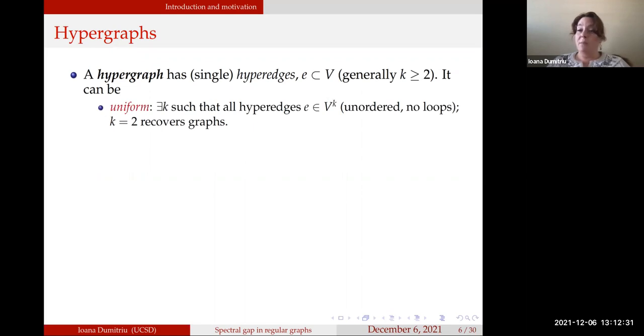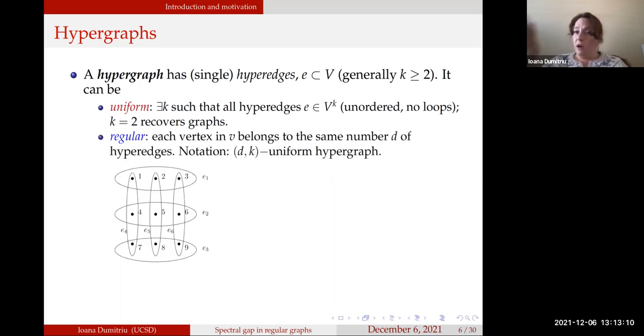And just like before, they can be, and this is actually a new concept, they can be uniform, meaning that each edge has the same number of vertices. So from this point of view, if you take k to be 2, so the number of vertices in an edge to be 2, then you recover graphs. If you take k to be 3, then you're going to have a hypergraph in which each edge or hyperedge is a triangle, and so on. So we will talk about such a hypergraph as being uniform. Every edge contains the same number of vertices.